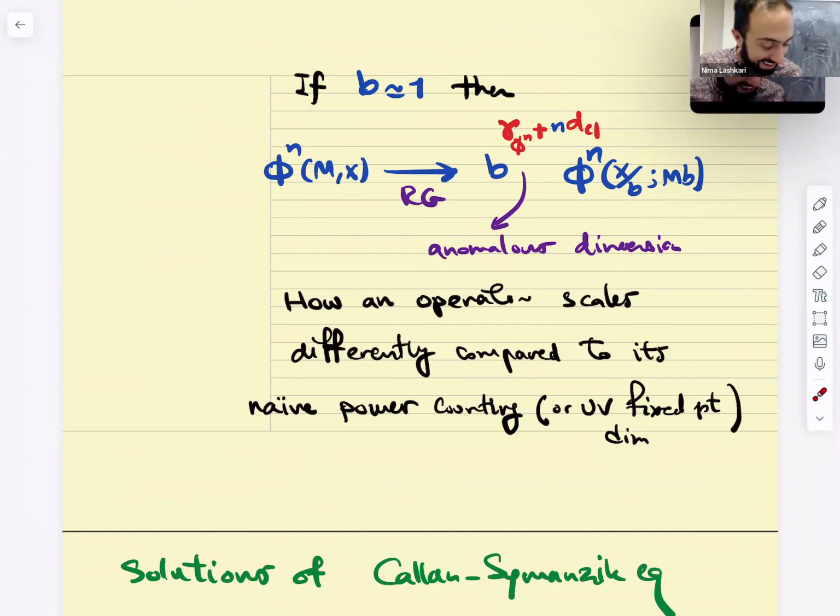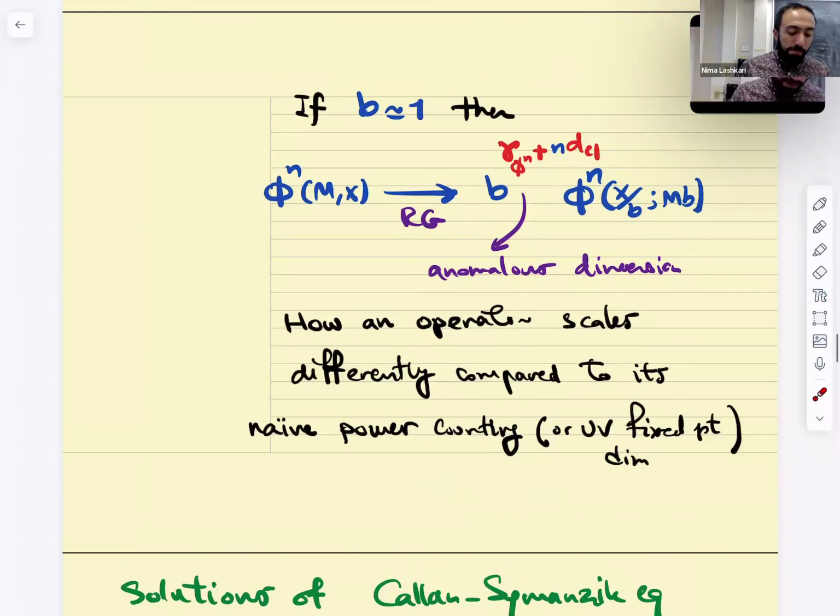All right, good. Okay, so what we said is that how an operator scales differently compared to its building blocks, or to its naive power dimension counting at the UV fixed point, is the anomalous dimension.